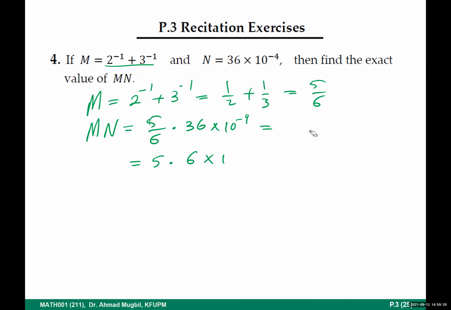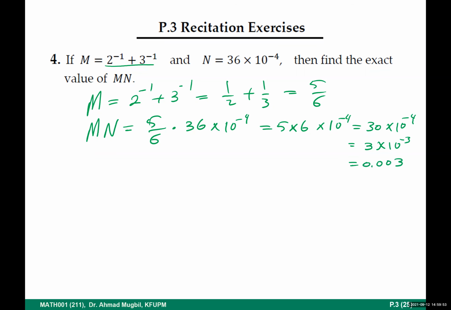So it will be 5 times 6 times, use a cross here when you have a dot to avoid any confusion. What is that, ya shabab? 30 times 10 to the power -4, which you can write as 3 times 10 to the power -3. And you can write this as 0.003. You can write it this way. If he asks about the scientific notation, here it is. If he asks just about the value, the exact value, this is the best answer.